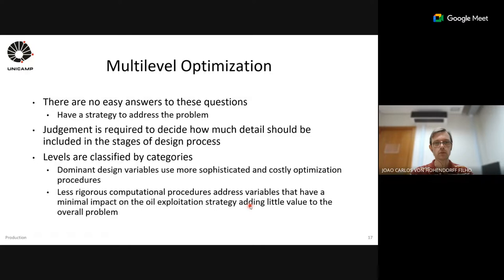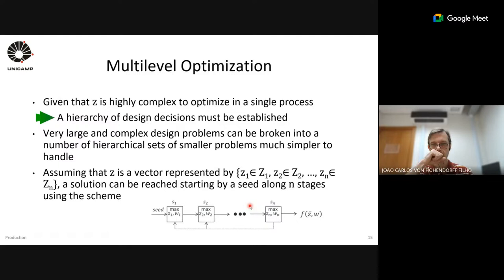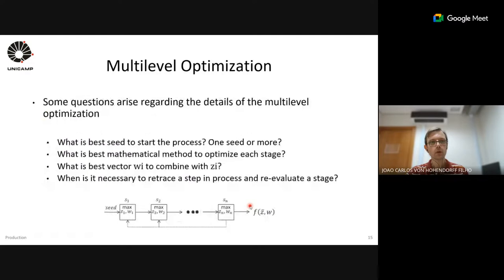It's more for fun. I will show an example for our case. But the idea is to break the problem into certain stages. But there are some questions about this multi-level optimization. How is the best seed, the best start point to start the process?